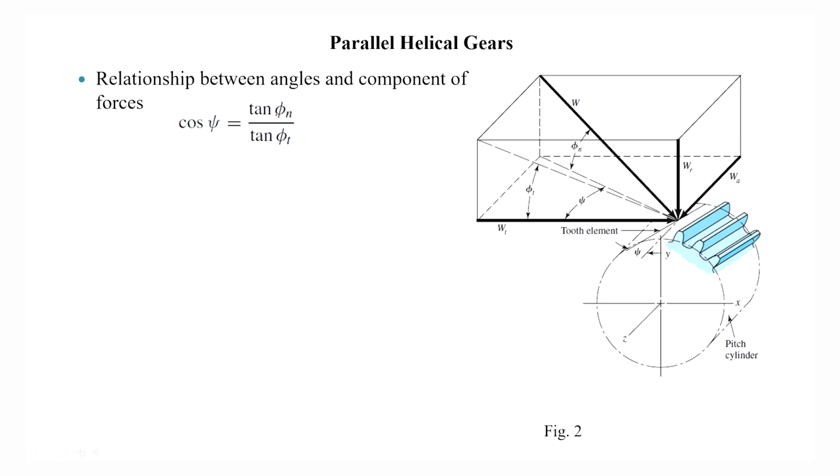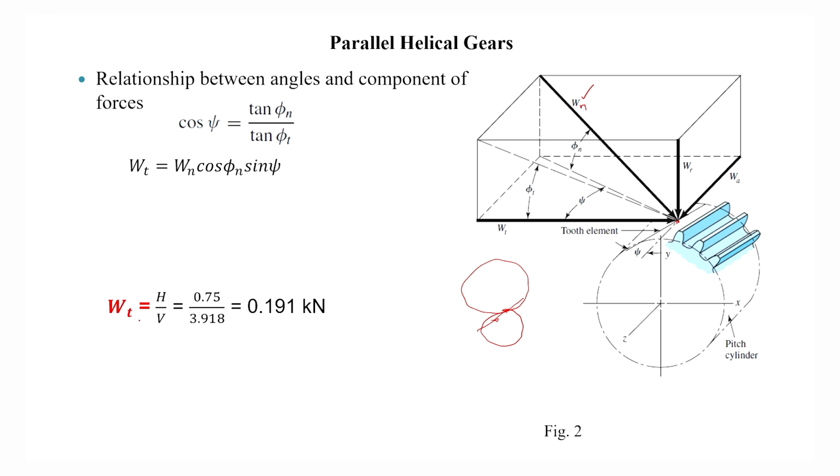Now, relationship between angles and component of the forces: cos of psi is equal to tan of phi n divided by tan of phi t. The forces which act, that means when a pinion is transmitting power to a gear, then the forces which are transmitted along the pressure line will have 3 components, and the total force which is acting is W, and its components are determined with the help of this normal pressure angle and the helix angle, and the Wt, the transmitted component which is acting in the direction of x, and the value of that is given by Wn, the normal component of the force, cos phi n and sin psi.